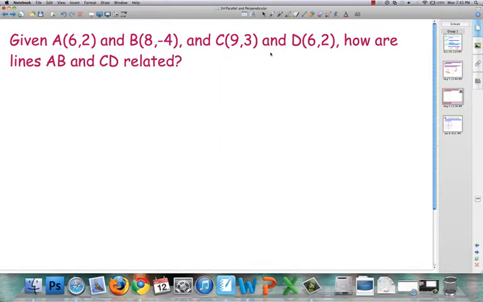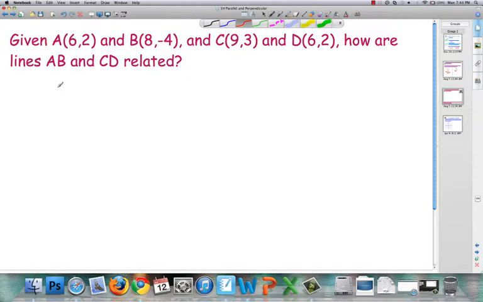This question here is asking how lines AB and CD are related, and the question gives us the points A, B, C, and D. So what we need to do is figure out the slope of AB and the slope of CD, and then determine if there's a relationship at all. So we might see that they're the same, and if the slopes are the same, that means they're parallel. And if they are negative reciprocals, then that means they are perpendicular.